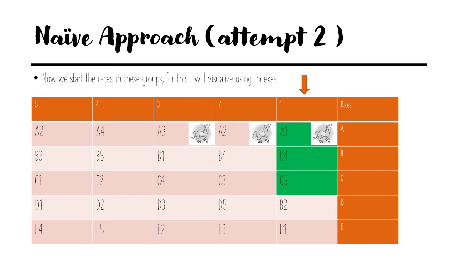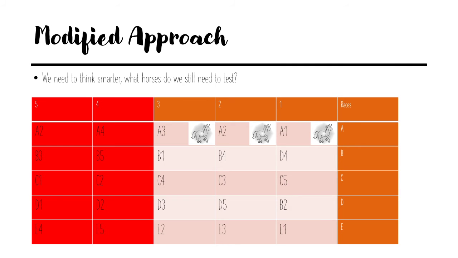We need to evolve a bit and open our minds a bit and think about, okay, what horses do I need to test to find out which horses are the fastest? And to do that, we are going to prune the tree a bit. We are going to eliminate options. And to eliminate options is basically saying, I already know that these horses are slower, so I don't need an extra race to find out if they're slower, because I already know that from the information that I have.